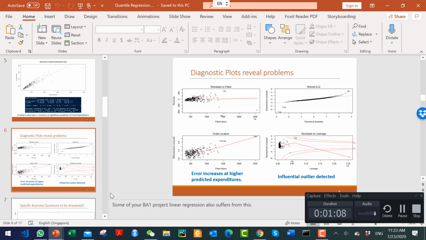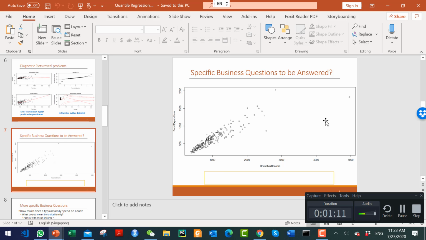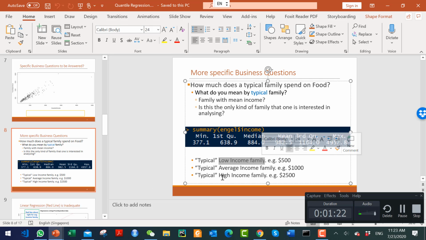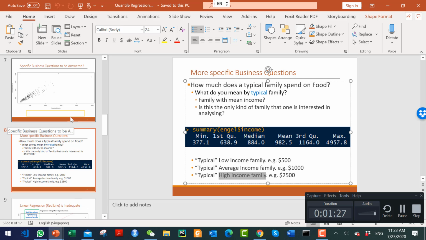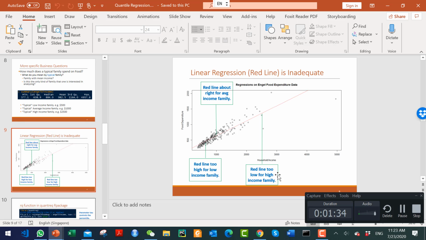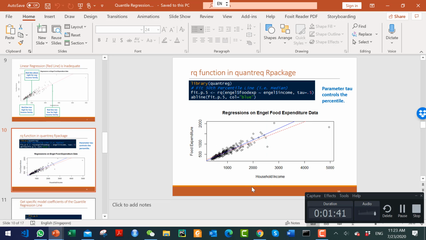So this is some error plotting. The question is, can we do that? The answer is yes, we should use multiple lines for quantile regression. We look at the lower income family, the average income family, and the higher income family. So this is the income: the lower range, the middle range, and the higher range. We should have multiple lines for that, for example maybe three lines.